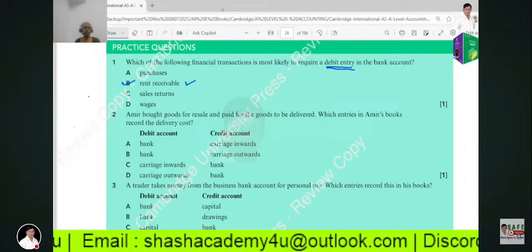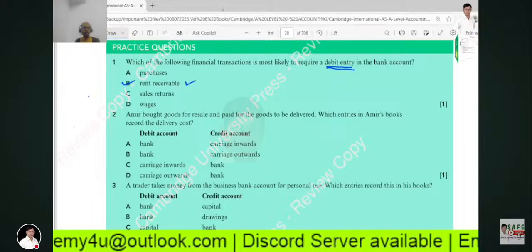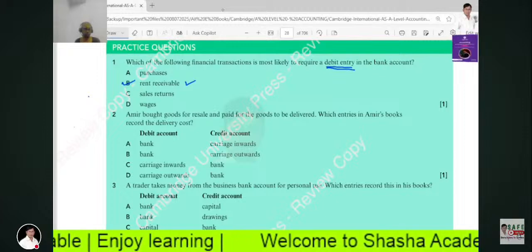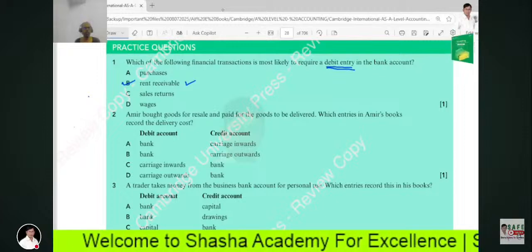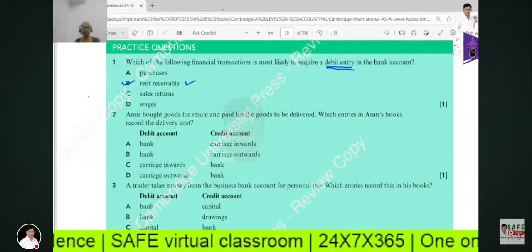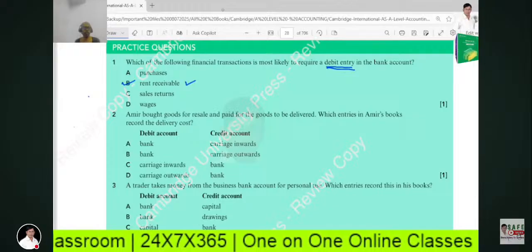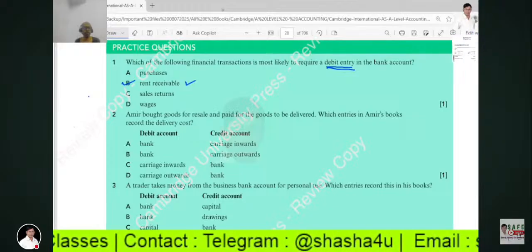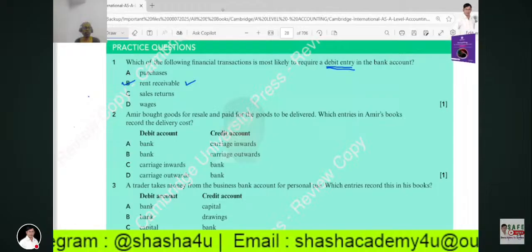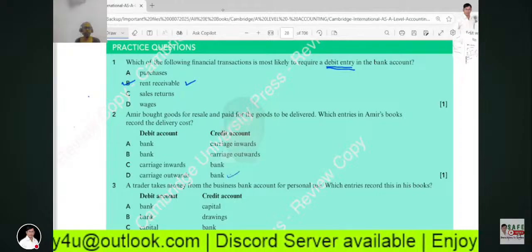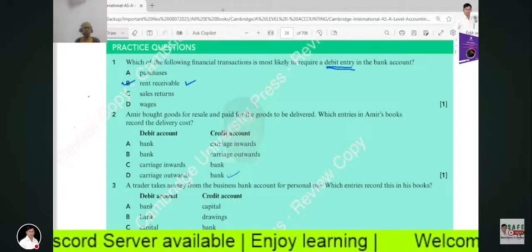Amir bought goods for resale and paid for the goods to be delivered. Which entries in Amir's books record the delivery cost? Money will go out, obviously. The bank account will be credited. Money will not come in, so money will go out.